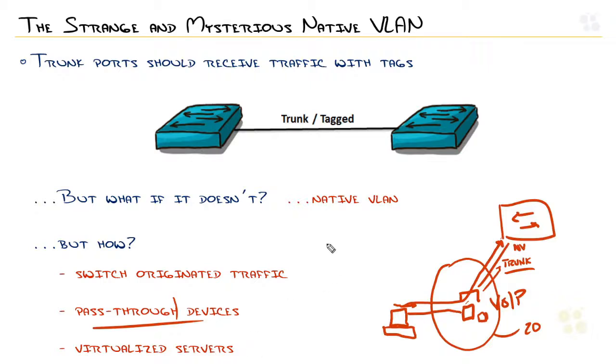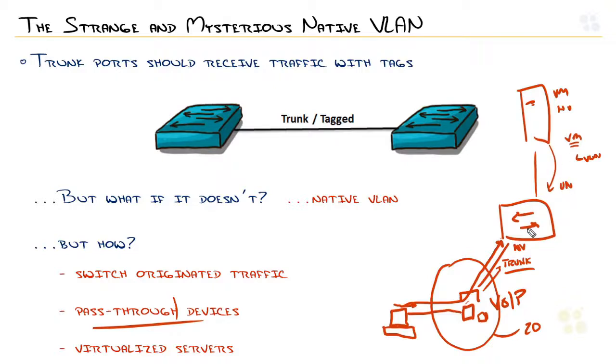And same thing with virtualized servers. You're setting up a server, VMware, Hyper-V, something like that. And all those virtual machines running on there are actually assigned to VLANs. But what about a lot of times the management of that server or a non-virtual machine? Well, a lot of times that'll come in untagged, which is going to be the native VLAN.